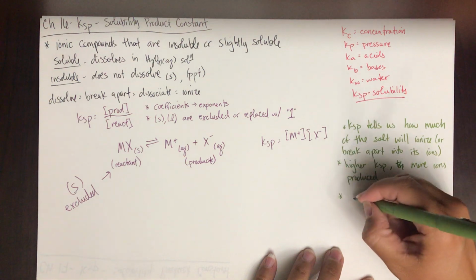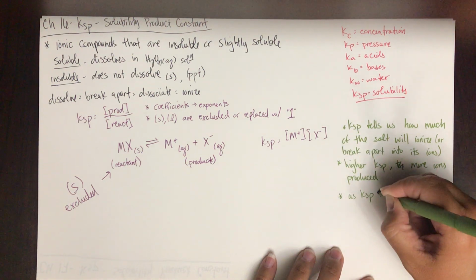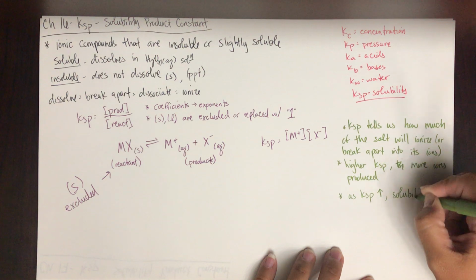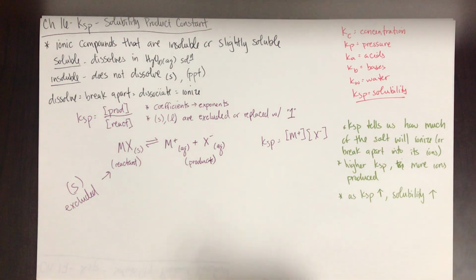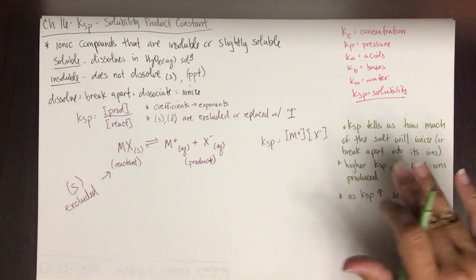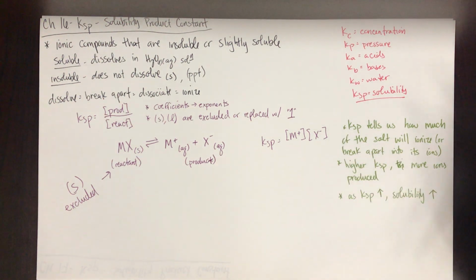Another way to say this is as the Ksp increases, the solubility increases. So having high solubility means more of the salt would have broken apart, and having low solubility means less of the salt would break apart. The Ksp is really a ratio of ionized soluble ions to unionized insoluble ions. So it's telling us how much of this salt breaks apart. We're going to do a lot of examples of these.